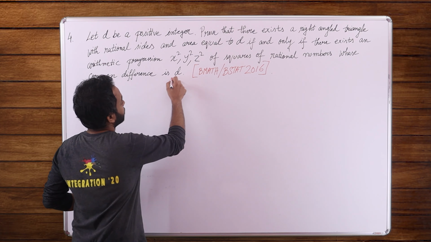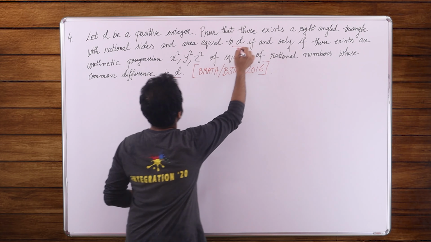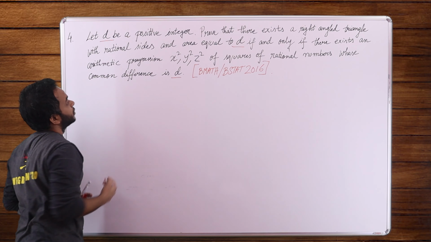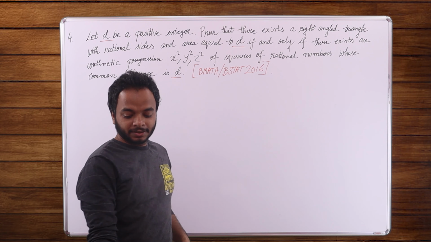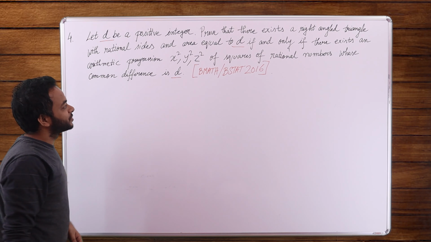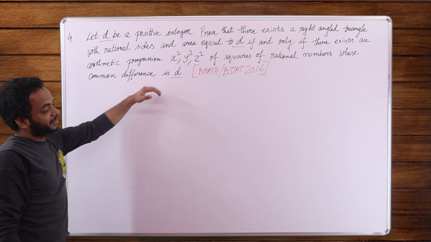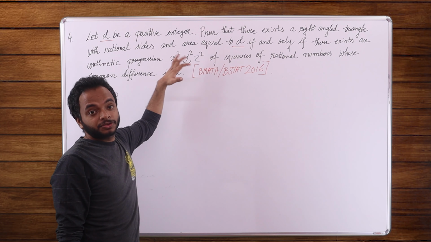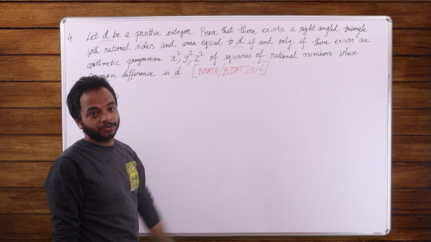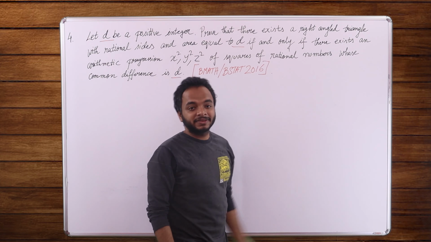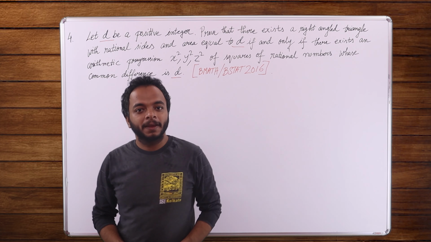So this was a nice problem where they are playing with this d. And the converse is also true, so it's both ways true. Whenever you see this if and only if statement, you have to prove both ways.